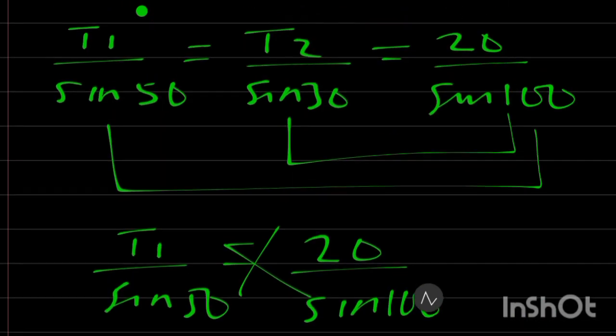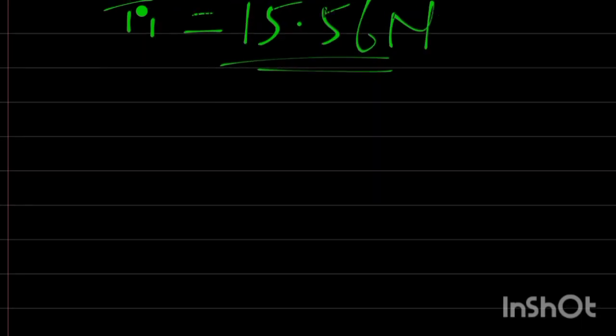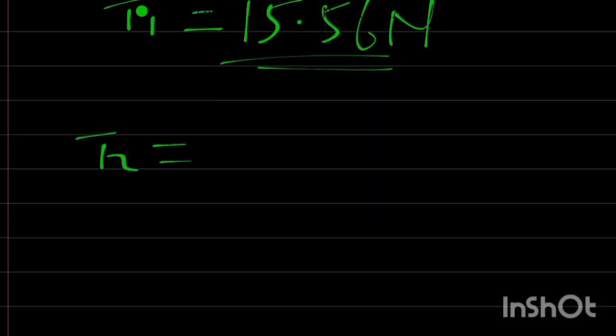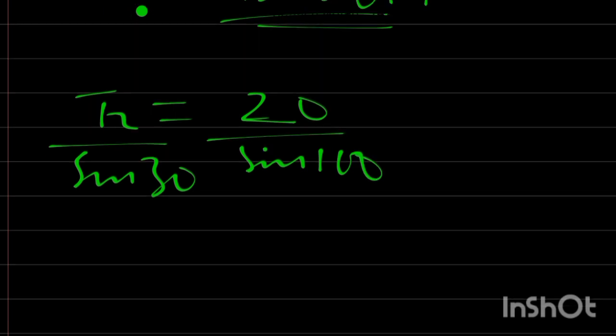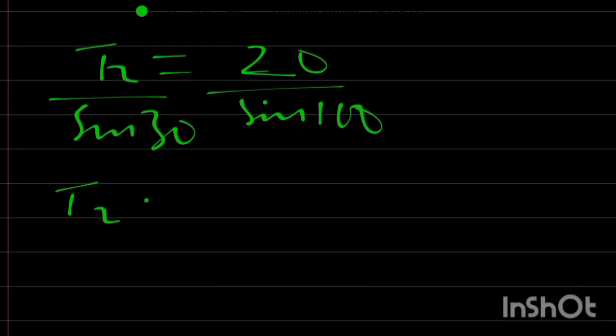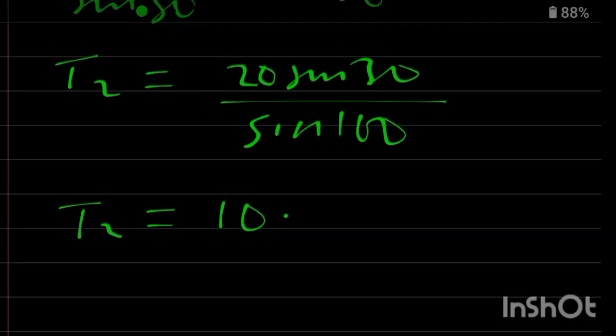The same thing with T2. I'm going to use T2 over sine 30 is equal to 20 over sine 100. T2 over sine 30 is equal to 20 over sine 100. Therefore, my T2 is equal to 20 sine 30 over sine 100, which is 10.15 newtons.